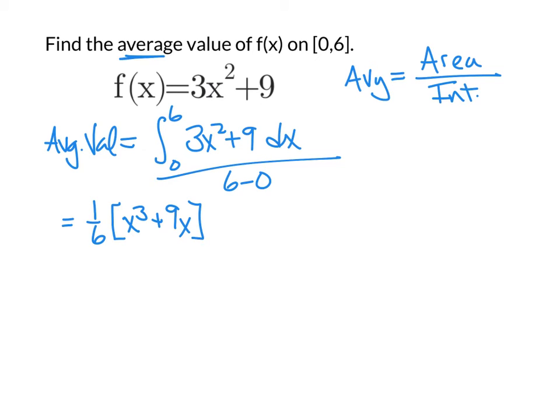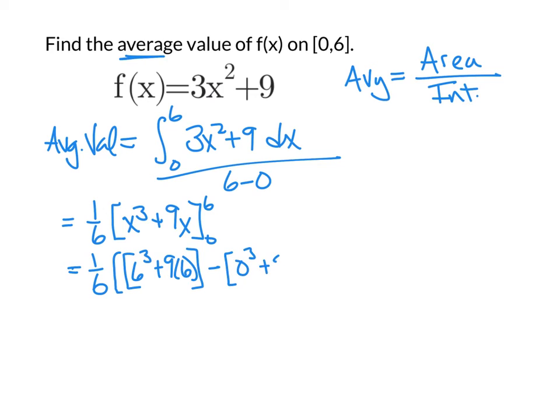And since we're taking the definite integral from 0 to 6, we're going to evaluate this from 0 to 6. So to calculate this, first I'm going to take 6 and plug it in. So I have 6 to the third plus 9 times 6. And then I'll take 0 and plug that in and subtract our two values. So we'll have 0 to the third plus 9 times 0.